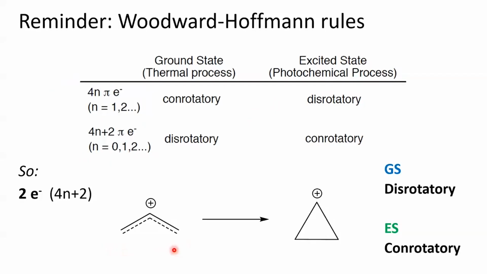Now we're dealing with a cationic 3-atom pi system, so 1, 2, 3 pi orbitals minus 1 to account for the positive charge. That means 2 electrons total. So we're dealing with a 4n plus 2 categorization whereby the n is equal to 0. All the reactions we're talking about today are thermal processes, so we're dealing with this column shown here, also known as the ground state column. So all of these transformations involving this chemical species should be disrotatory.